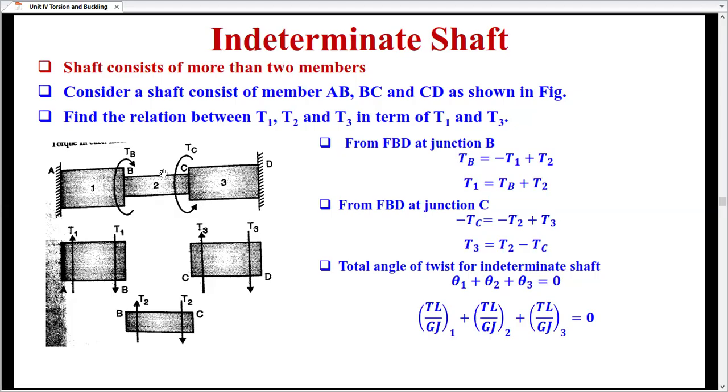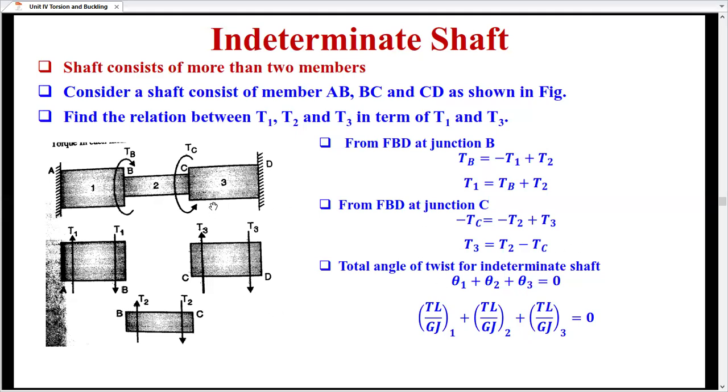So at TB, what do we have? We have minus T1 plus T2. So the torque at shaft 1 will be TB plus T2. Similarly, the torque at C will be minus T2 minus TC, which is equal to minus T2 plus T3. So what we have is the torque at shaft 3 as T2 minus TC.